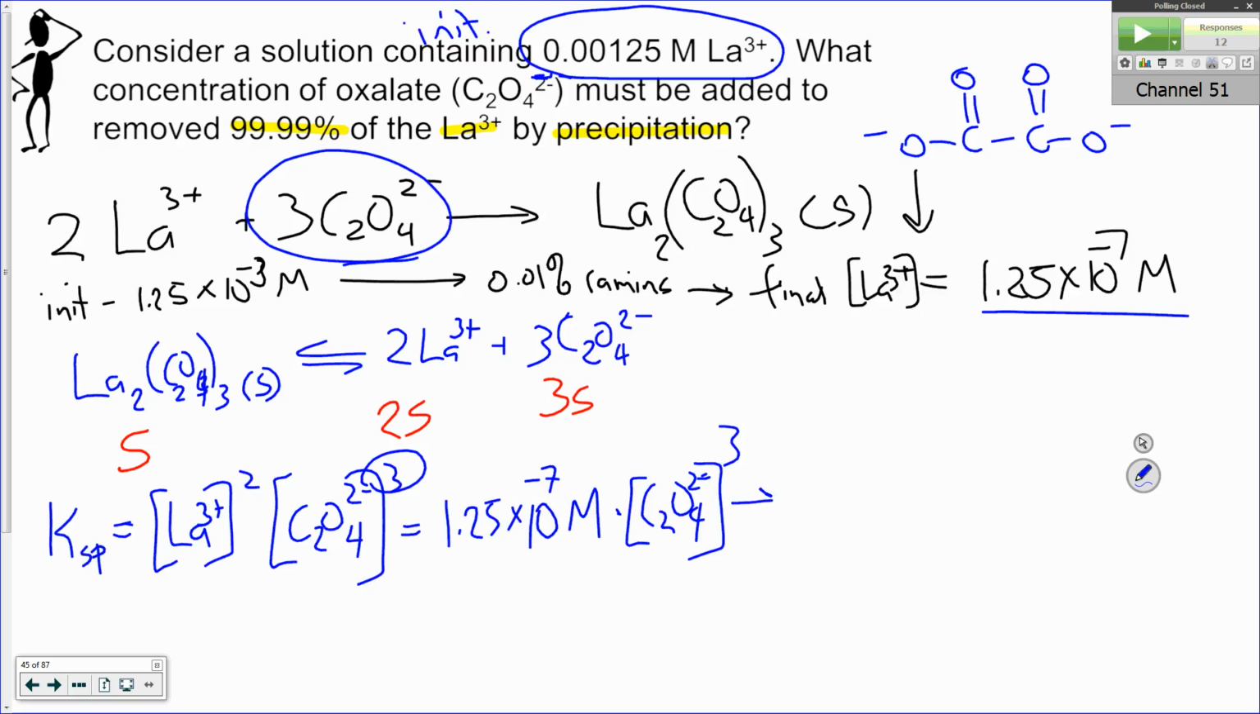So now it's just a math rearrangement. The concentration of the oxalate is equal to Ksp, and we don't have Ksp. There we go, gotta find a table.